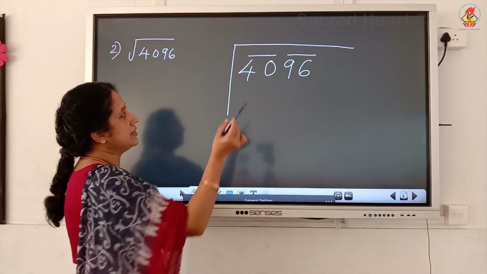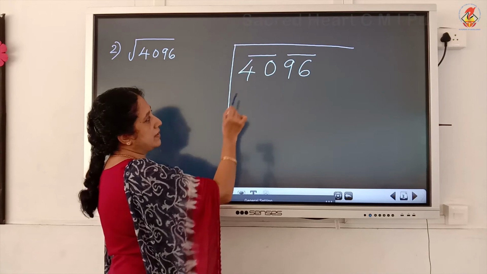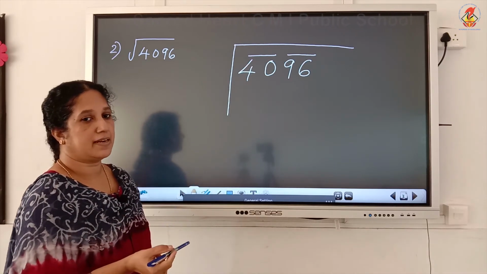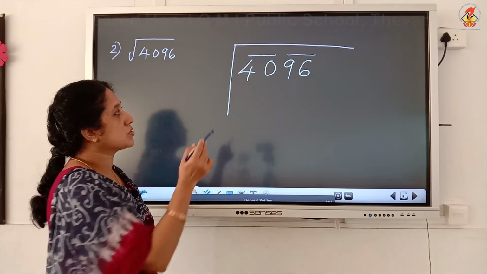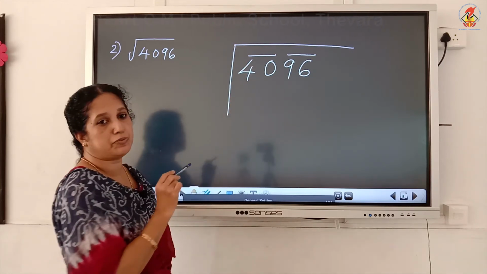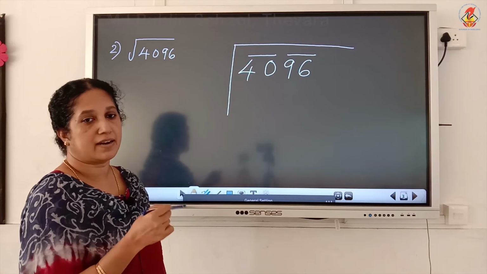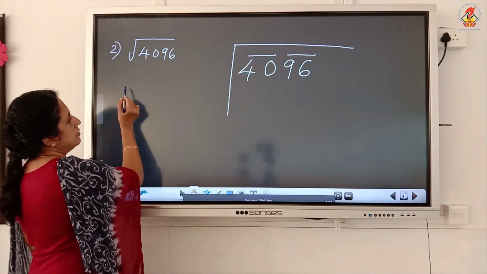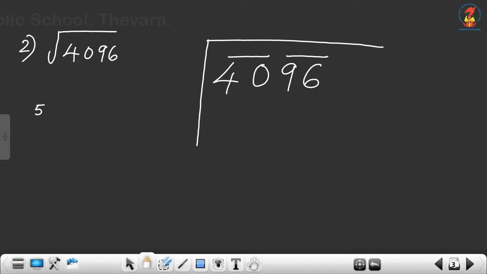Now consider the number under the extreme left bar. So what is the number? 40. Now think of the largest number whose square is less than or equal to 40. For example, 5. If you are taking 5 square, it is 25.